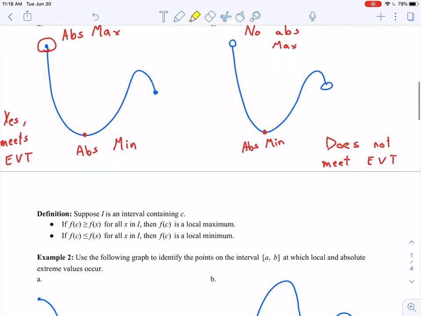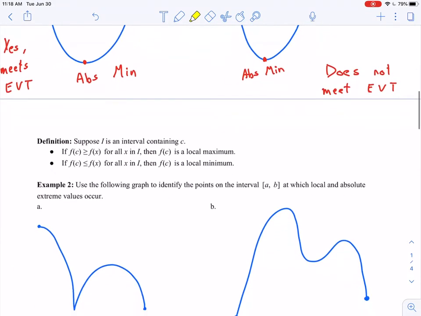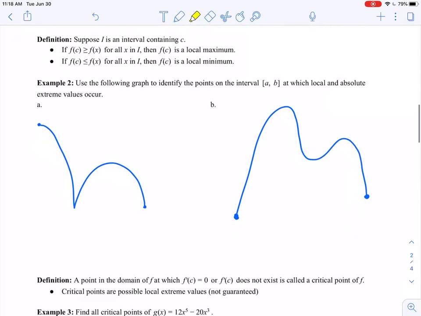All right, so now we're going to talk about those other points. So suppose I is some interval containing a point C, so here C is an x value again. If f of c is greater than or equal to f of x for all x in your interval I, then f of c is a local maximum. So here this is just, I'm going to call this a high point.